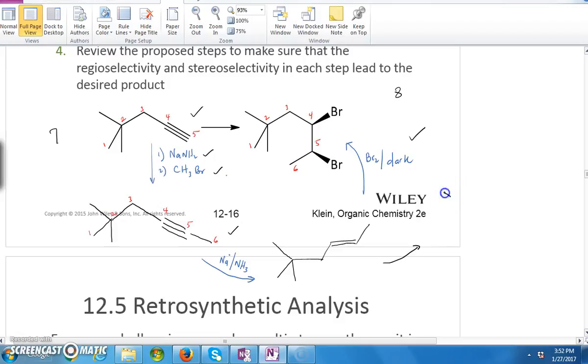So what really happens, if I redraw it so that you can see what is happening, this is what we had initially. It's going to be trans like this. And so the addition is an anti-addition. But upon rotation, if you rotate about this bond, you bring this bond down like that, you're going to get that. So this is an anti-addition, but upon bond rotation, the bromines look as if they are on the same side, but actually initially they were on opposite sides. It was actually an anti-addition.